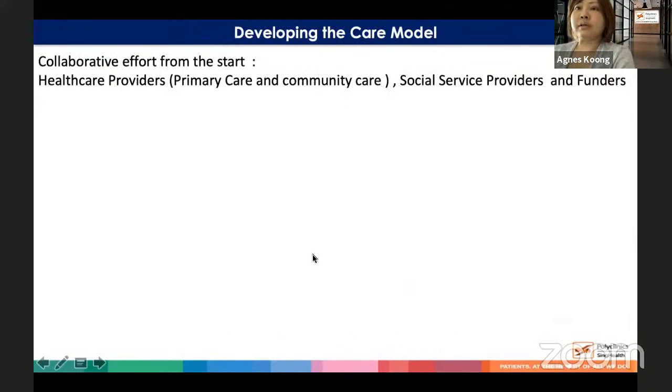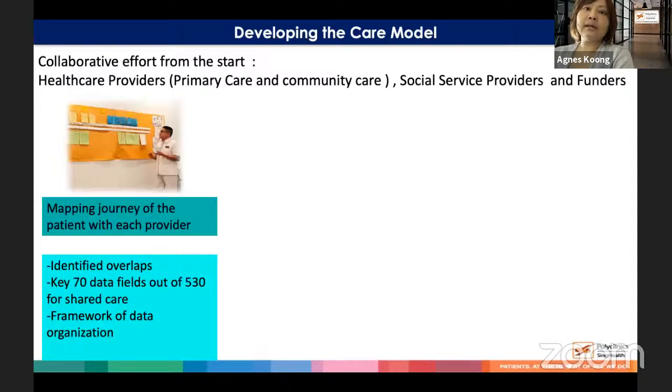Right, so this was a collaborative effort from the start. And so what we did was to gather the providers that frequently are in the care for these patients. So healthcare providers in the primary sector, in the community sector, as well as our social service partners and our funders.